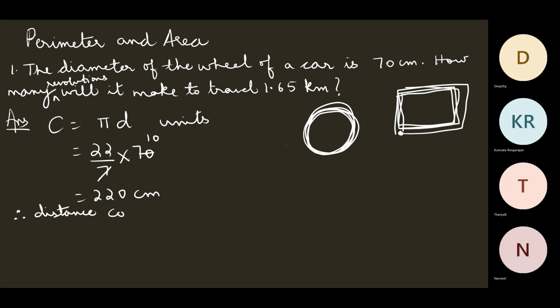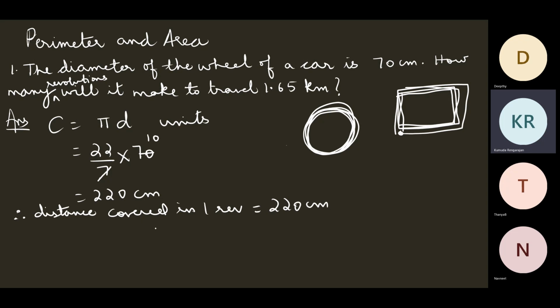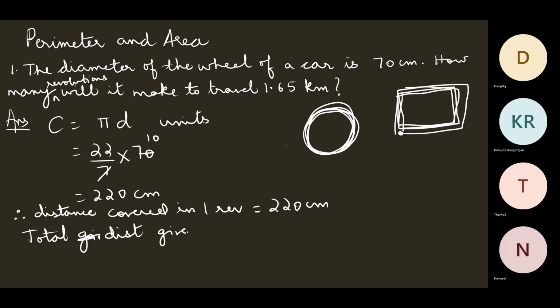Okay, so therefore distance covered in one revolution is, please write the spelling of revolution. Whenever I use short forms, you please write the spelling fully, children. Distance covered in one revolution is equal to 220 centimeters. Now, what is the distance actually? The total distance given is equal to 1.65 kilometers.